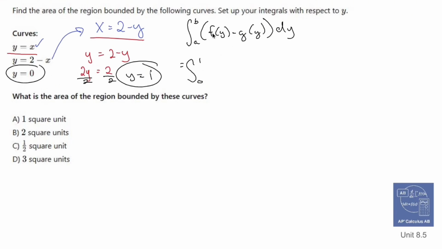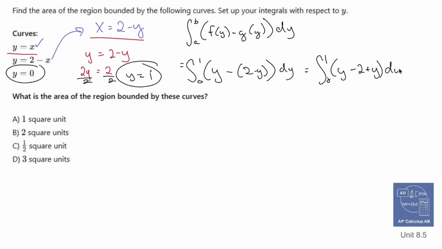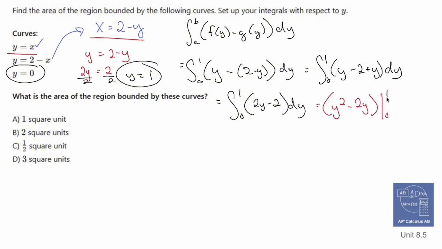0 and 1. I'll call f of y, I don't know, x. Not x, y. Minus 2 minus y, close it, dy. Let's simplify that a little bit. Okay, y minus 2 plus y dy is going to be 2y minus 2 dy. Now let's integrate that. The integral of 2y is just y squared, and the integral of negative 2 is negative 2y. Your limits of integration are still 0 and 1.